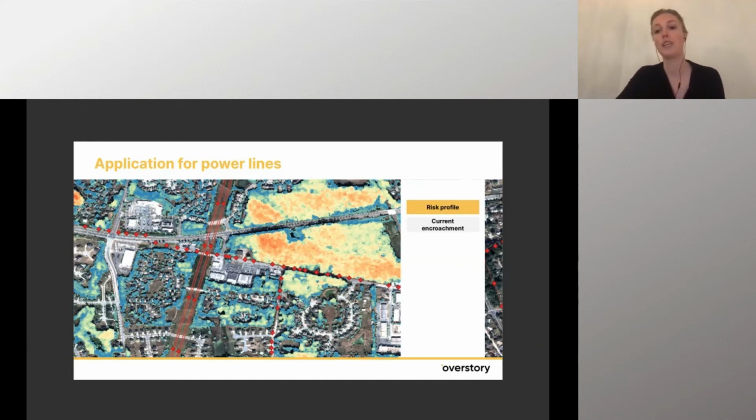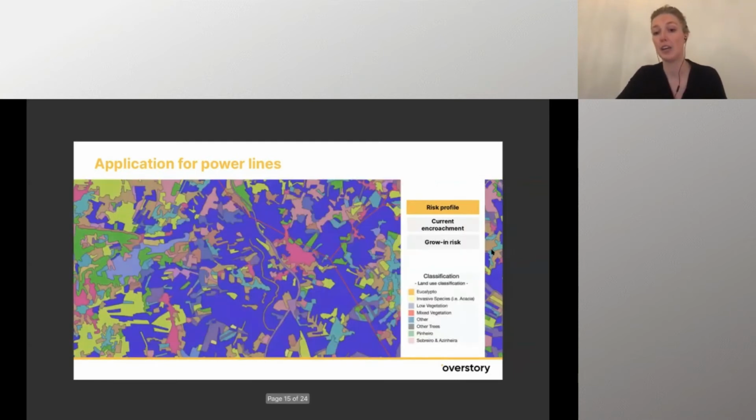But we're not only looking at the current encroachment, because to get a better understanding of current risk, but also future risks, we also look at grow-in risks. And for this, we especially look at tree species. And for that, we use a combination of multispectral and hyperspectral data to better understand what are the different tree species growing in the right-of-way, or around the right-of-way, of course.